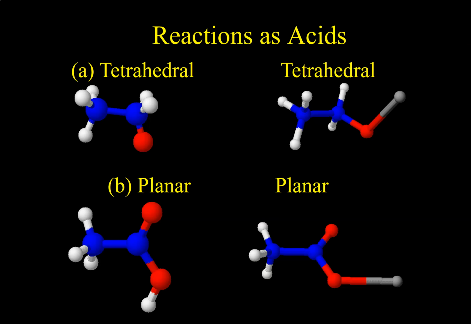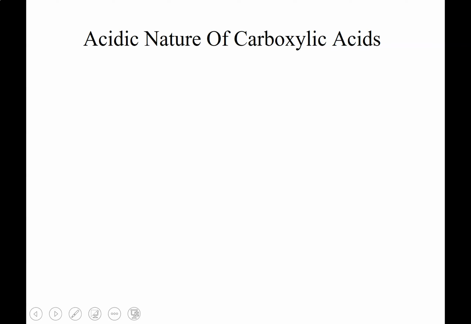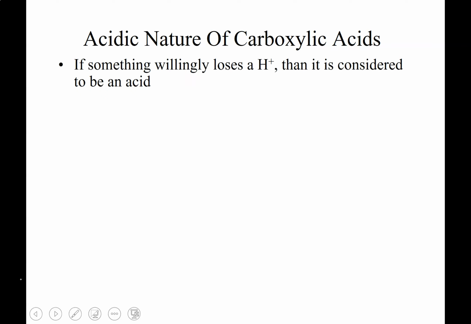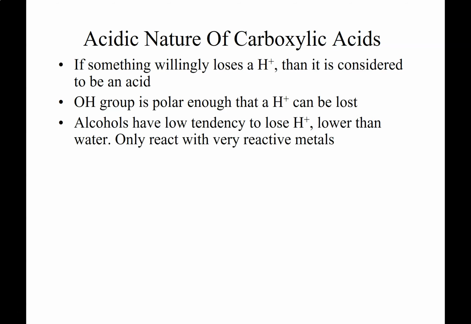In this video, we're going to look at reactions as acids. So we're going to look at the acidic nature of carboxylic acids. If something willingly loses a H+, then it is considered to be an acid. The OH group is polar enough that a H+ can be lost. Alcohols have a low tendency to lose H+, less than water, so they only react with very reactive metals.